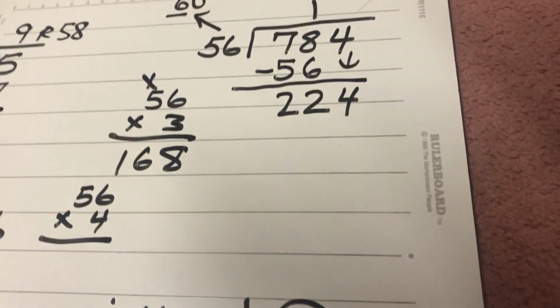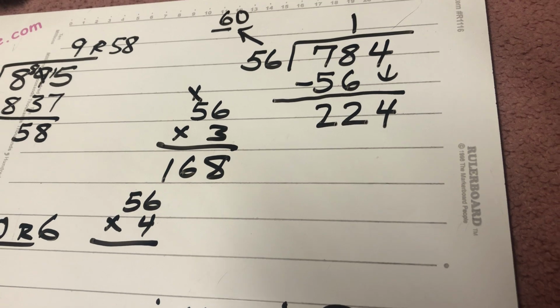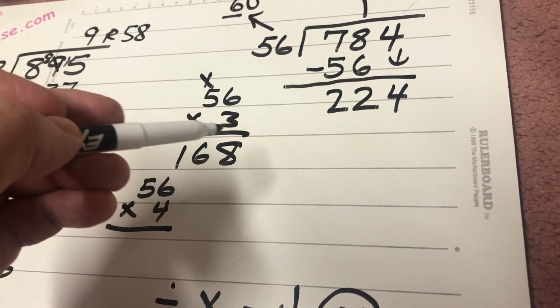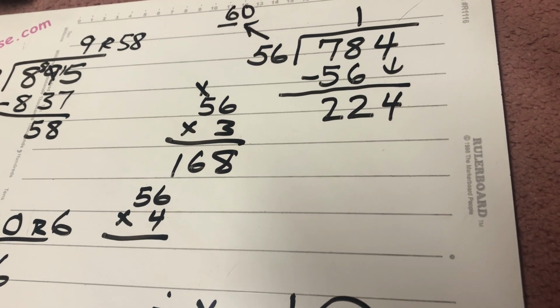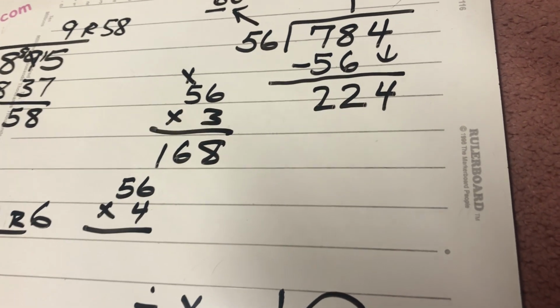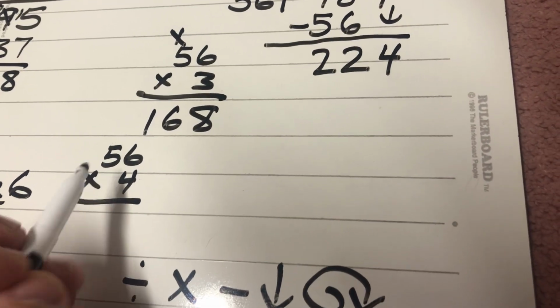Notice I'm not erasing this. I never recommend erasing scratch work while you're still in a problem, because at some point, especially in long division, you may wish you had that problem again. And so you may want that information of what that is, and it saves you some time from having to do the problem later. But anyway, back to 56 times 4.